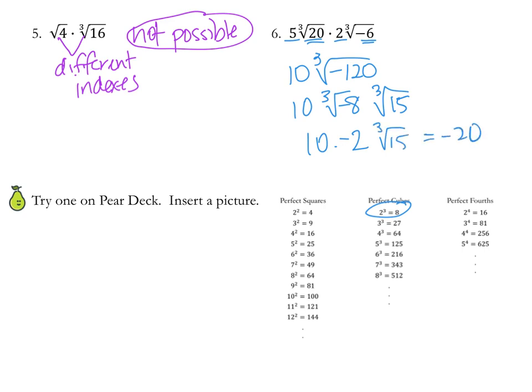And you get negative 20, cube root 15. Make sure you are keeping the cube on your final answer. So negative 20 cube root 15 is the final answer. And again, we're not doing the Pear Deck, so I'm just going to cross that off.